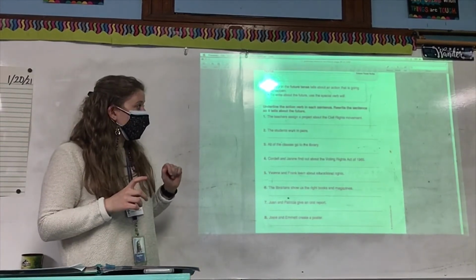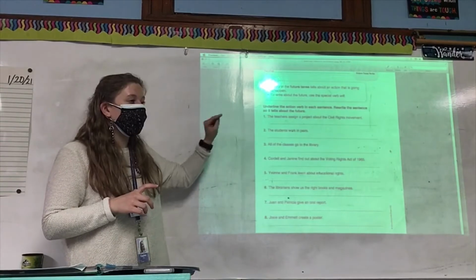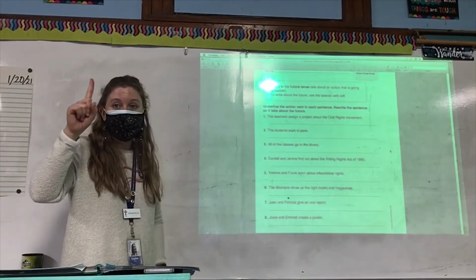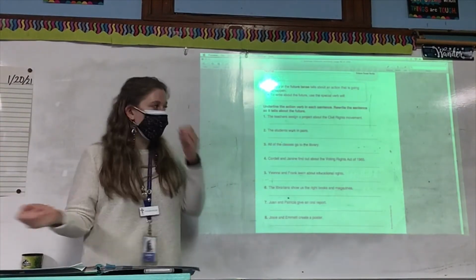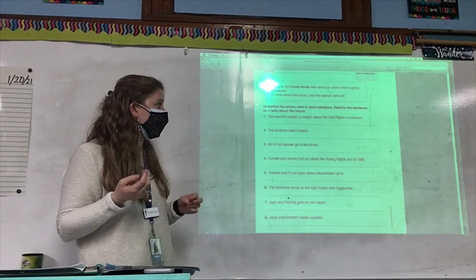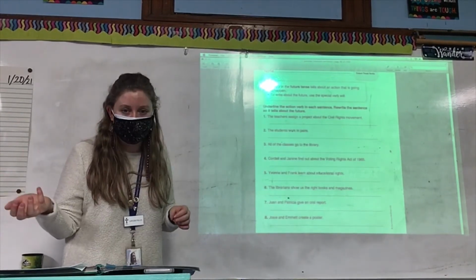So what we're going to do is go through and underline the action verb in each sentence. So step 1, find the action verb. Step 2, rewrite the sentence so it tells about the future.